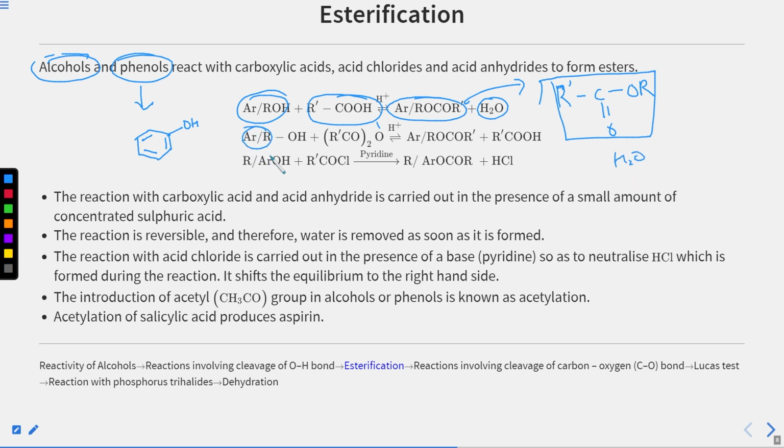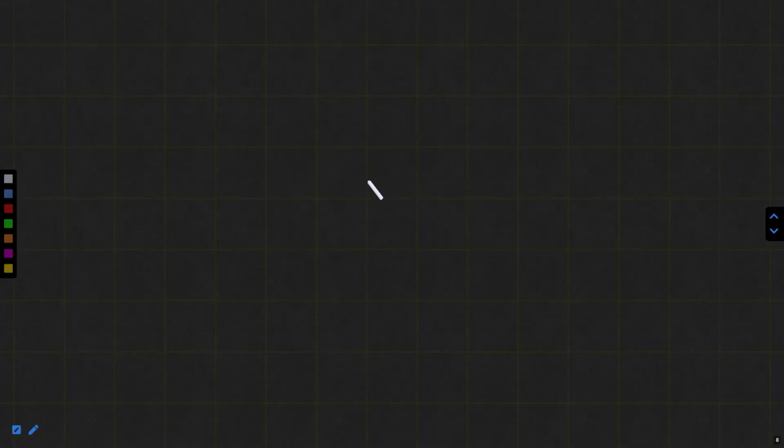Second, we again take an alcohol or phenol and react it with acid anhydride. In this case, we get one ester plus one carboxylic acid. We'll look at the mechanism to get a clear picture of this. Next, we have ArOH, and if we react it with acid chloride in the presence of pyridine, a base, then we will get the ester plus HCl. Now let us look at the mechanism of why it happens.